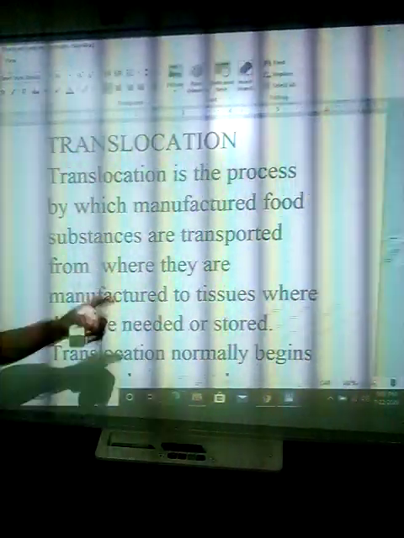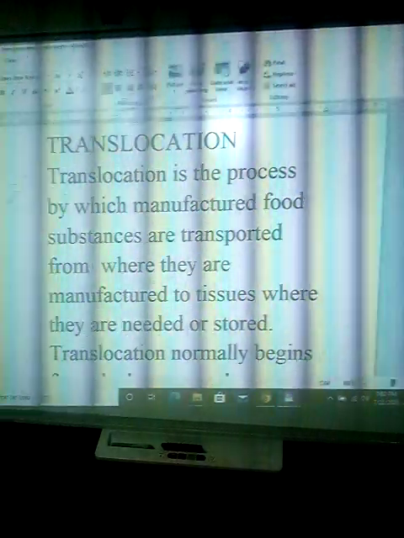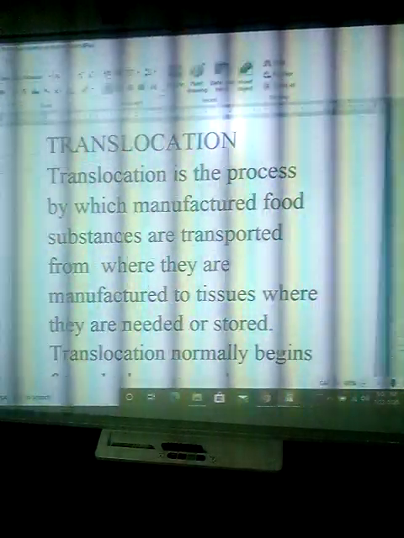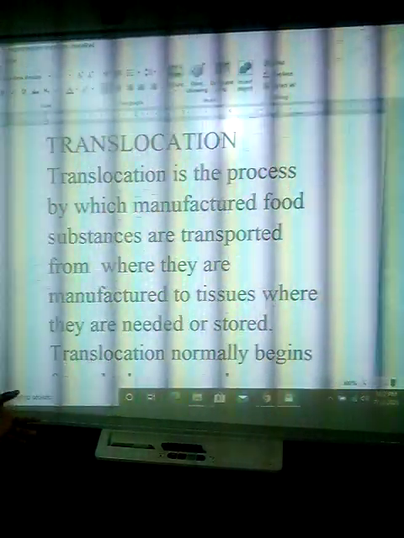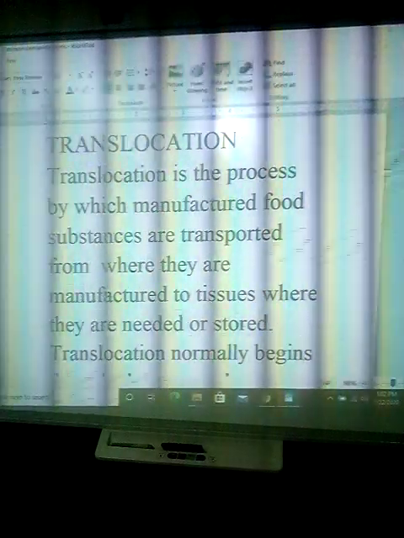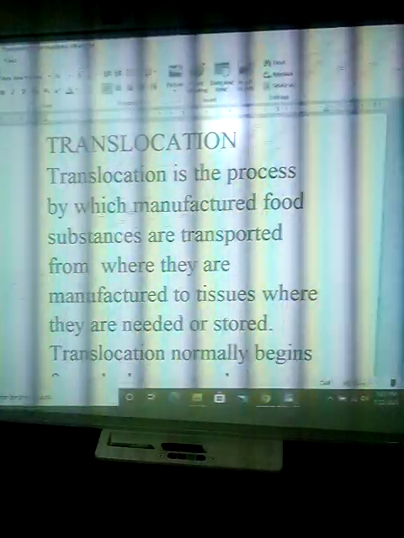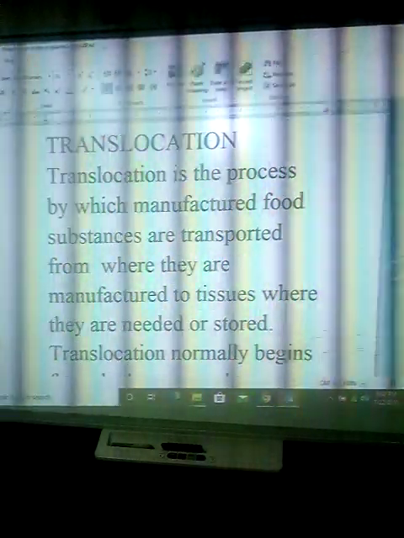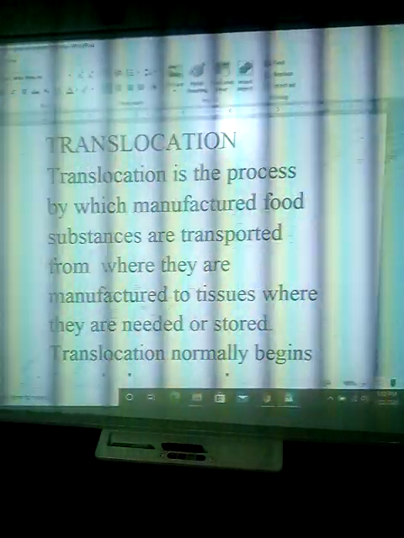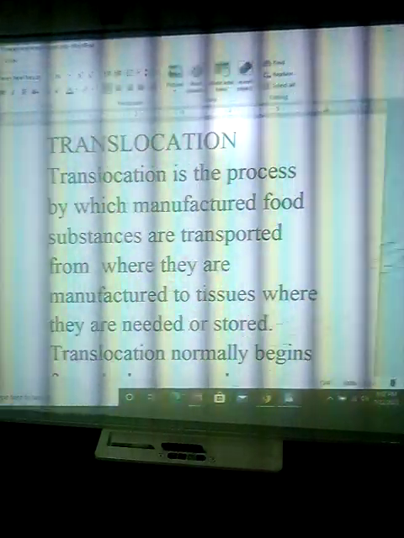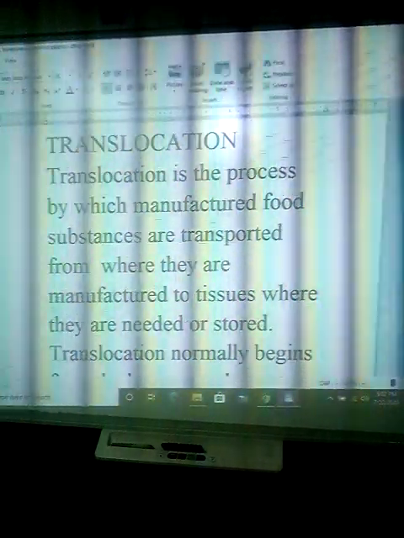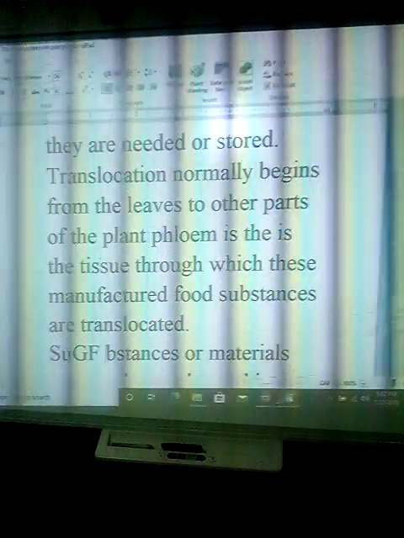This afternoon we shall be studying translocation. Translocation is the process in which manufactured food substances are transported from where they are manufactured to tissues or parts that need them, to tissues where they are needed or stored. So you have to know where it is needed and where it is stored.